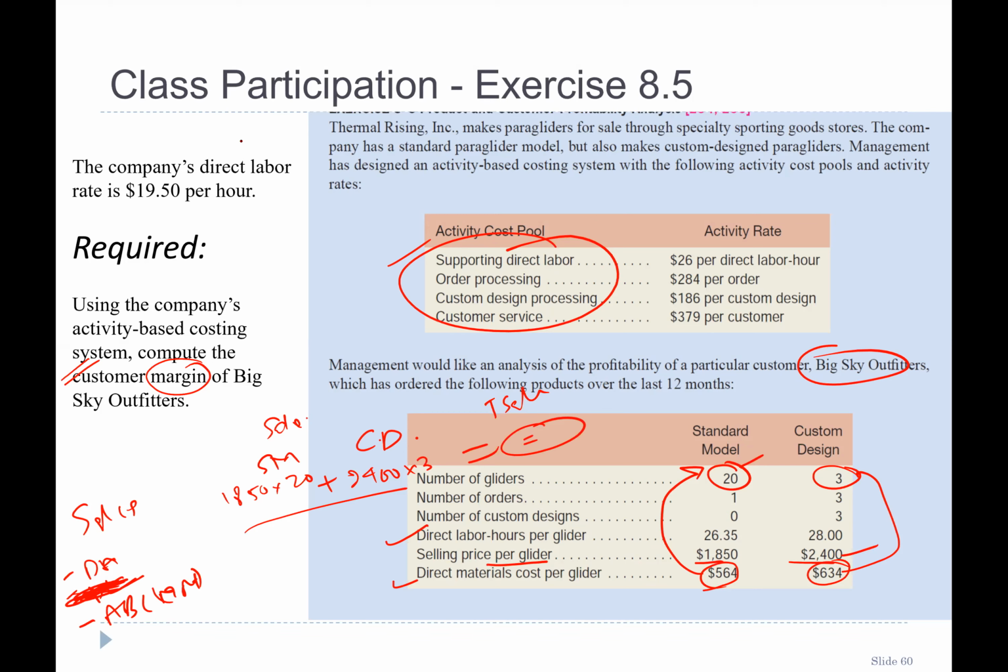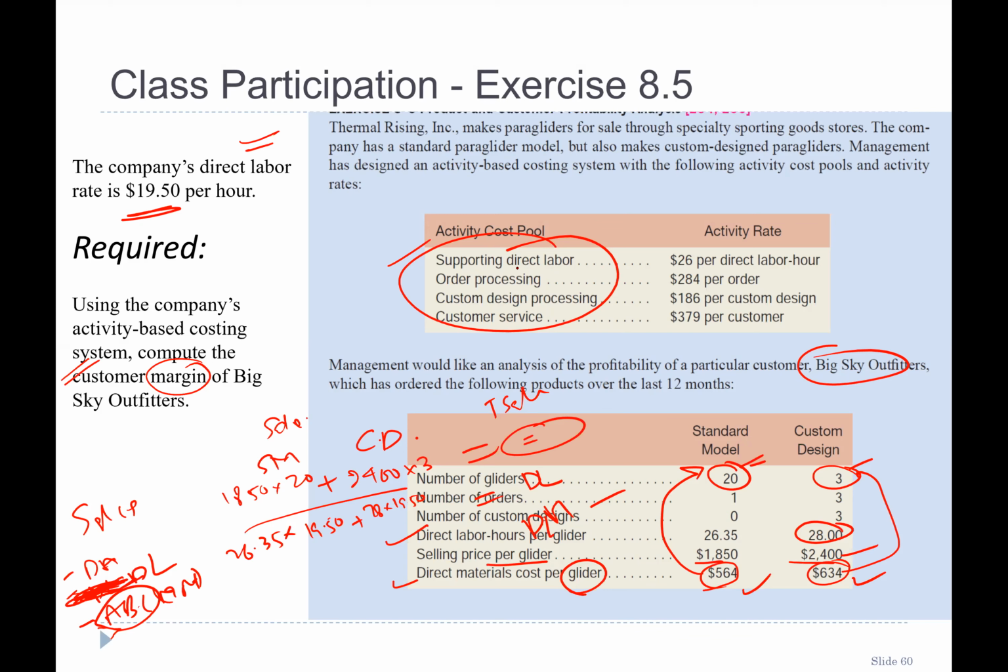Oh, yes. See, direct labor cost is going to be 26.35 multiplied by 1950 plus 28 multiplied by 1950. That is going to be direct labor cost. Direct material also, you can find out here. Per glider, and how many gliders they order? 20. Custom design, 3. You can also find out the direct material as well. All you need to do is multiply and find out the ABC cost.